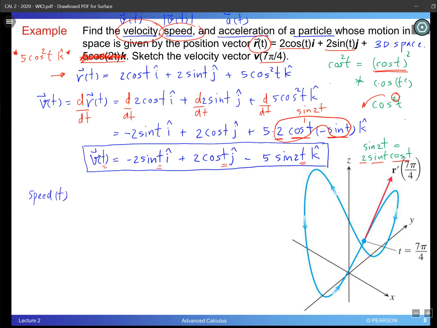So I'm going to put this parenthesis t here. It's going to be the absolute value of the velocity vector v(t). So all we need to do is find the magnitude of what we just found, and that's going to be the square root of each component squared. So for the first component squared, I look at this, minus 2 sine t squared. It's going to be 4 sine t squared. Now the next component, which is 2 cosine t, and if I square this, I get 4 cosine t squared. And for the last component, I take a look at this, minus 5 sine 2t, and if I square that, I get plus 25 sine 2t squared.